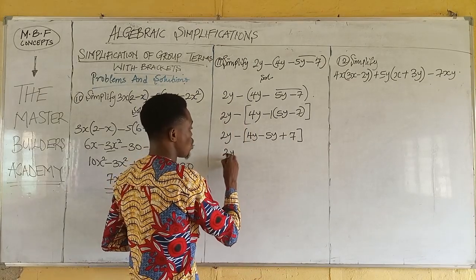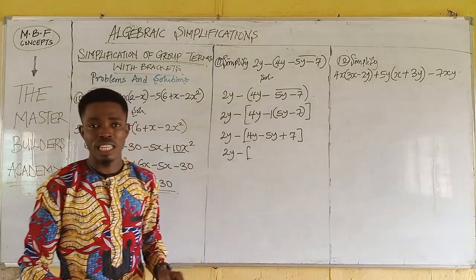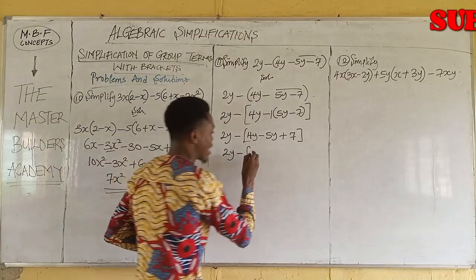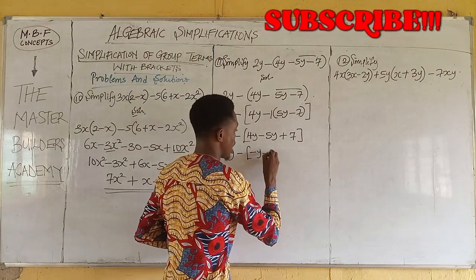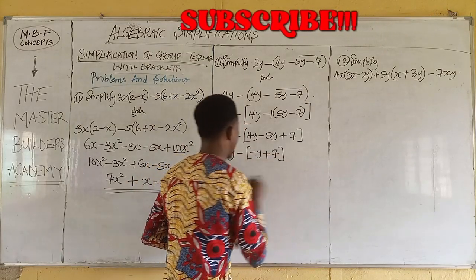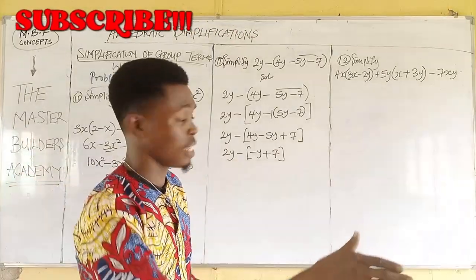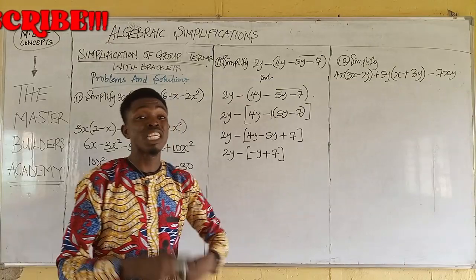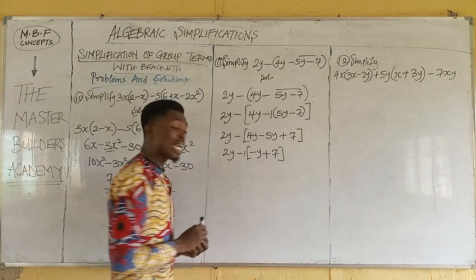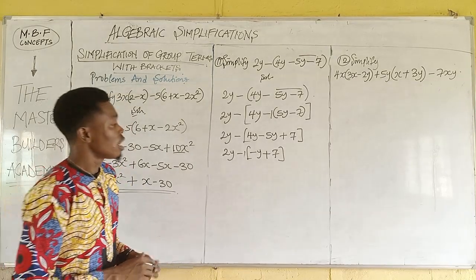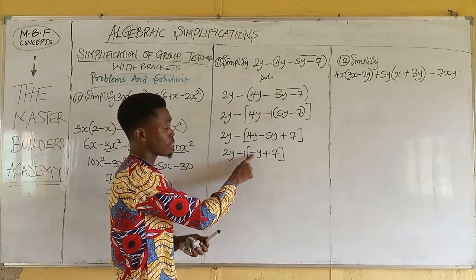Then at this point we have 2y minus open bracket 4y minus 5y, guys. We are going to have minus y. When you remove 5 from 4, you have minus 1. Then plus 7y. At this point now, don't forget that this is a bracket, so we need to clear off the bracket. And for us to remove this bracket also, we need to know the multiplication factor. And hence, the multiplication factor here is minus 1. Alright? So minus 1 times minus y. Don't forget, minus times minus is plus.